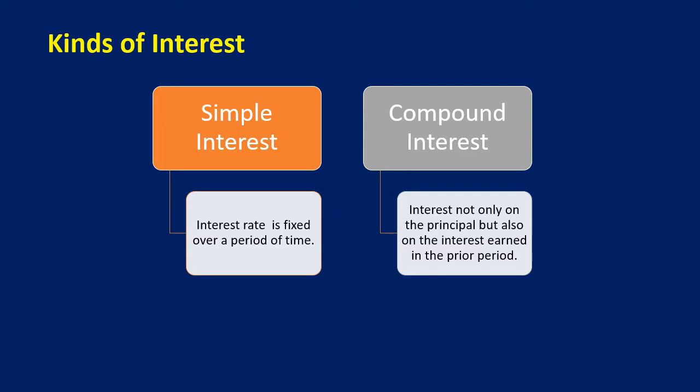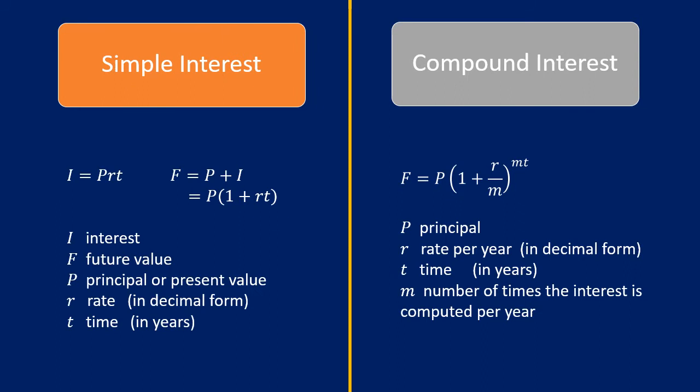If you can still remember, we have two kinds of interest, simple interest and compound interest, right? We talked about these two kinds of interest in the first part of this module when we talked about savings account. So here are the formulas again for simple interest and compound interest. In the formula, R over M is the rate per period, and M times T is the number of periods.